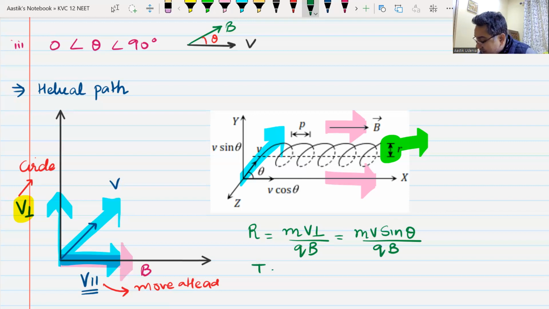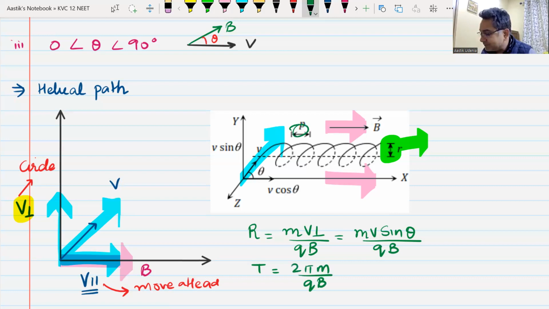The time period is the time taken to complete one revolution. It remains the same. It is 2 pi m by qB. That is the time taken to complete one circle.